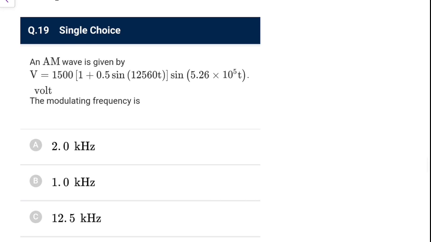An AM wave is given by, this is a standard expression that we usually write. We write it as A_C into 1 plus A_m sine omega_m t, into sine of omega_c t. That is the way we usually write it. This is what we have: A_C times 1 plus mu, where mu is usually written as A_m by A_C. That is the better thing you have. Mu you usually write as a sine omega_m t.